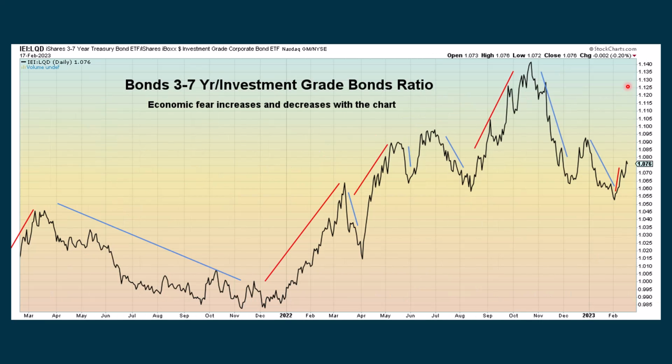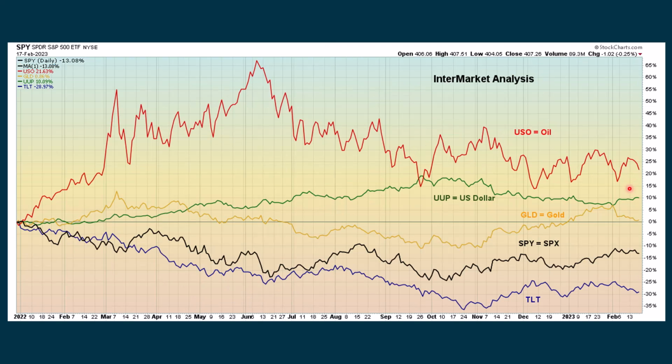And then looking at the 3 to 7 year bonds and then comparing them to investment grade bonds, when we're going up, that means that fear is increasing. So read this like you would the VIX. When this is going down, that means fear is decreasing, and I have a blue line here. Well, at the beginning of the year, fear had really been decreasing, but now we're seeing it go back up.